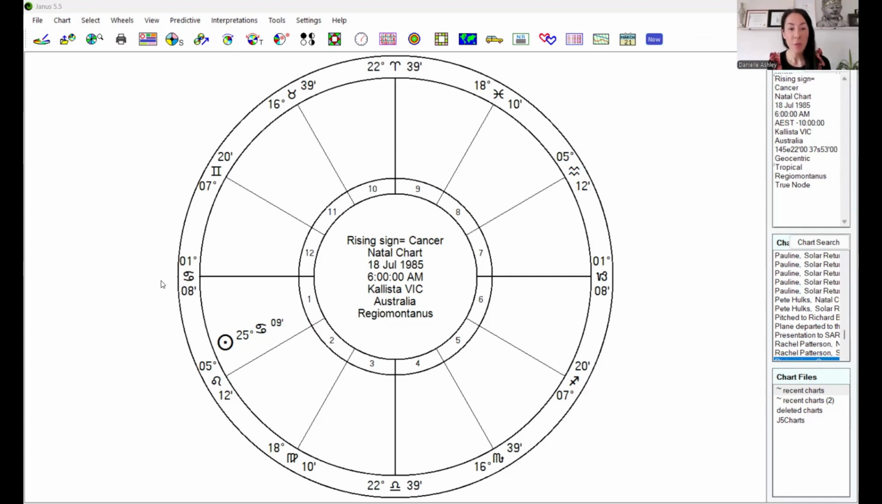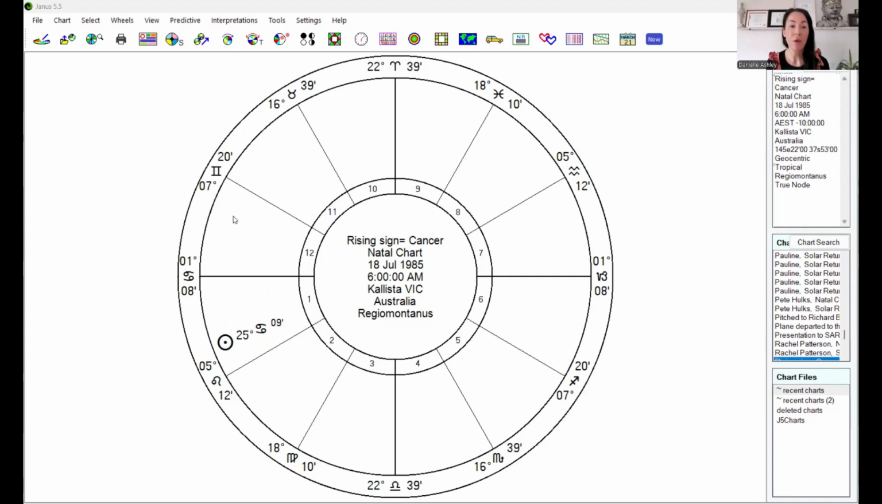So if this was your birth chart, now I've removed a lot of the planets just so that we don't get distracted by looking at too many different things, but you can see that this is Cancer rising, and I've included the sun. So you can see the sun is actually below the horizon because this is a 6 o'clock chart and it's winter. So the sun hasn't yet risen in this person's chart.